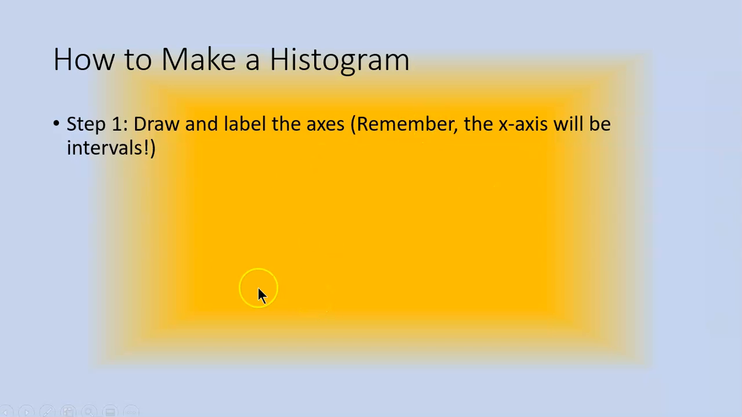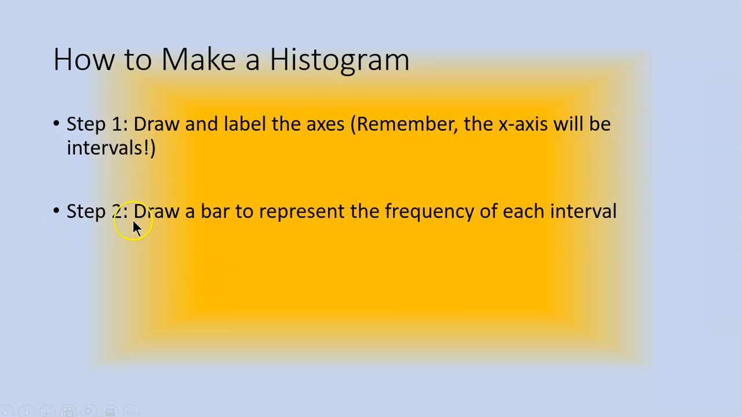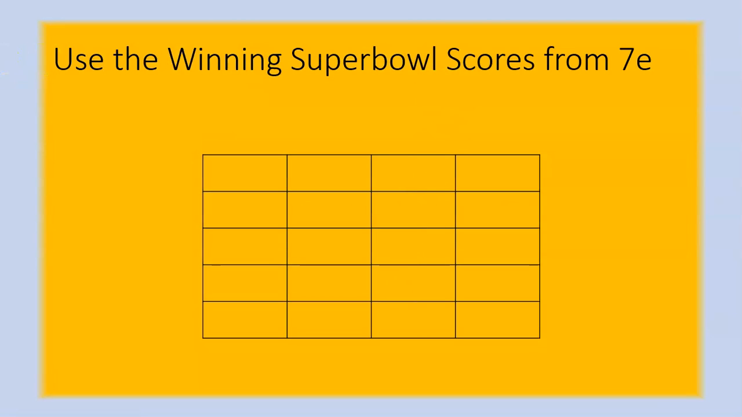So remember, the x-axis is going to have intervals. Okay, the y-axis is still going to have your numbers. Step 2, draw a bar to represent the frequency of each interval. Too easy. So let's show how to do this. You have the winning Super Bowl scores from your previous video on your notes for 7E. Those are the numbers we're going to use, okay? So we have to label our axes.